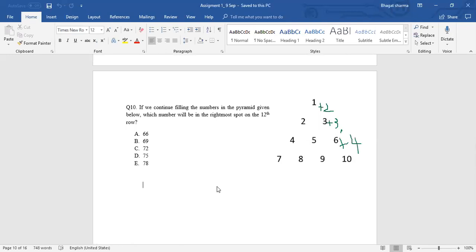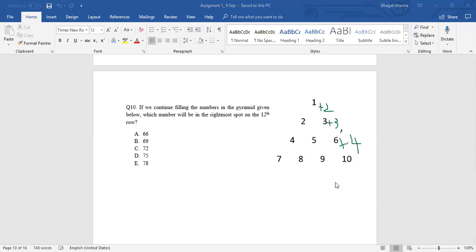So, one second, I'll make it in a table. So 1, added in the same way, plus 2 is 3, then plus 3 is 6. 1, 3, 6, 10, then you add 5, 15, you add 6, 21, then add 7.